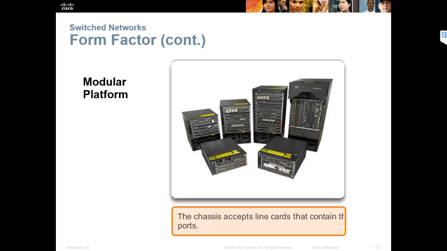Now, the reason you want these instead of having individual devices is for manageability. If you have everything in one box, it's easier to manage. Most of these also have redundancy on the back of them, such as extra power supplies and things like that.